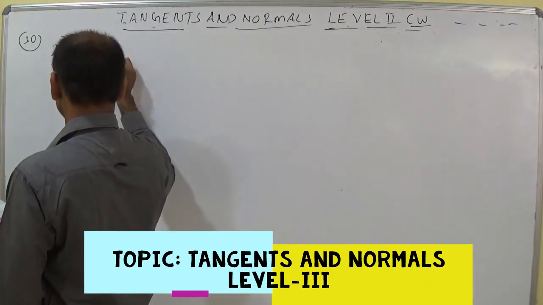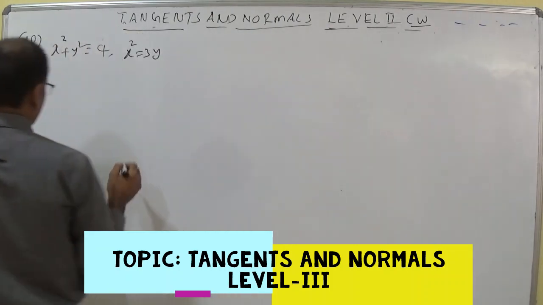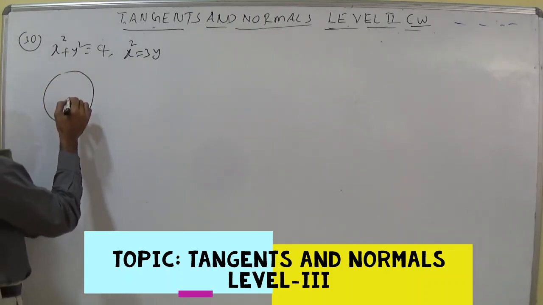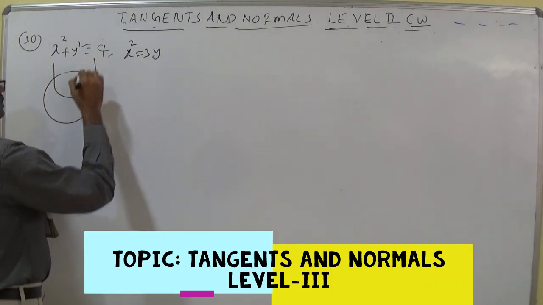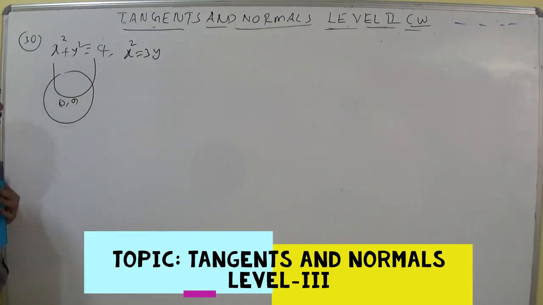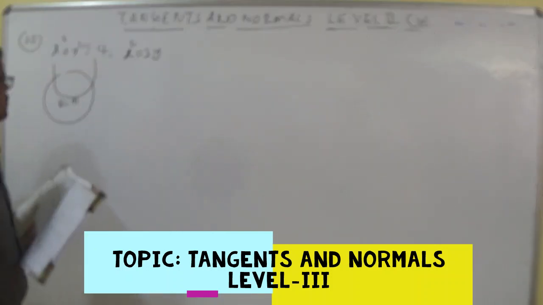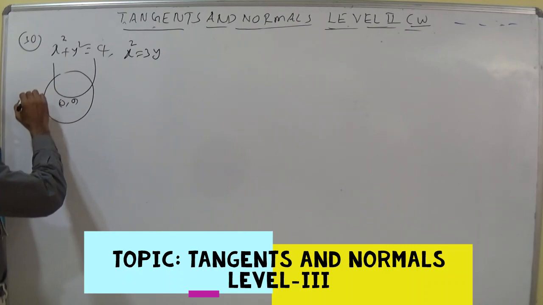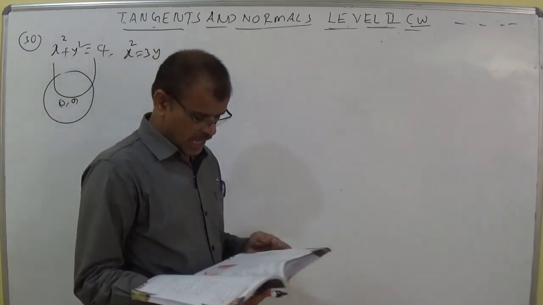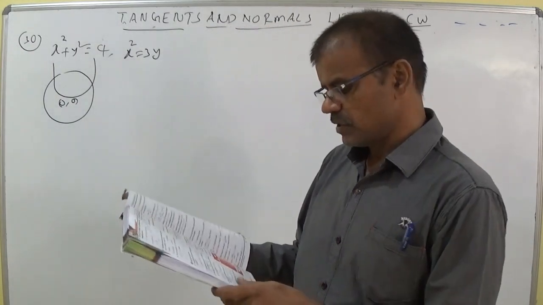X square plus y square equal to 4 is a circle and x square equal to 3y is a parabola. Let it be like this. This is the vertex of the parabola and the center of the circle. If we draw tangents to the circle and the parabola, then we can calculate the angle between the two curves at the particular point. The acute angle between them is asked.